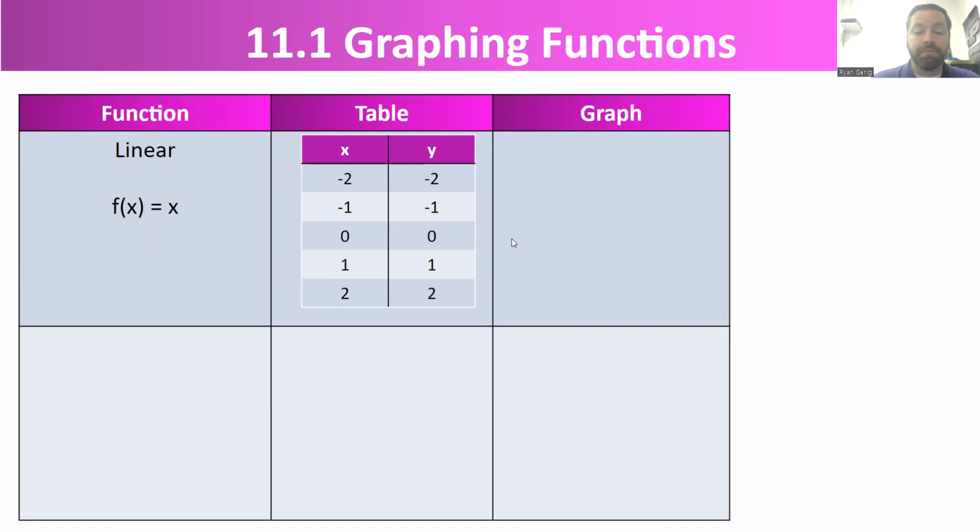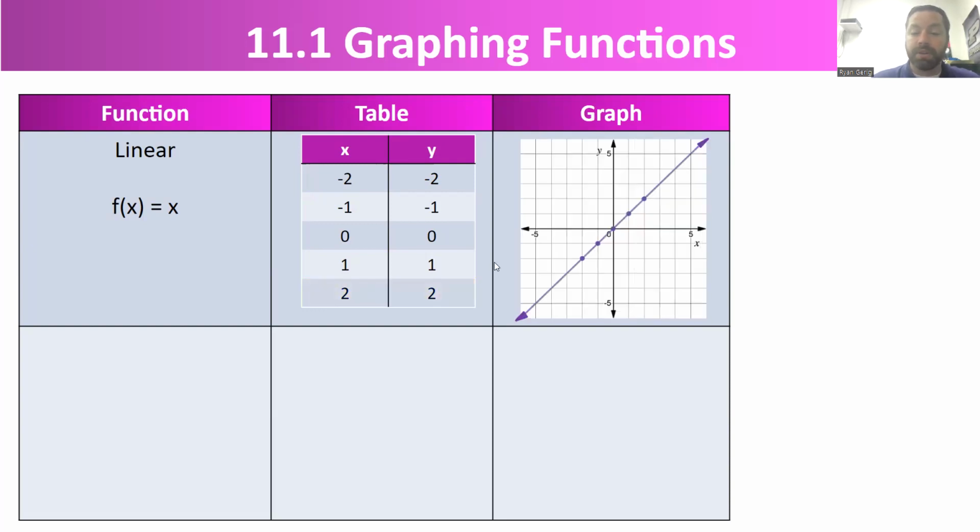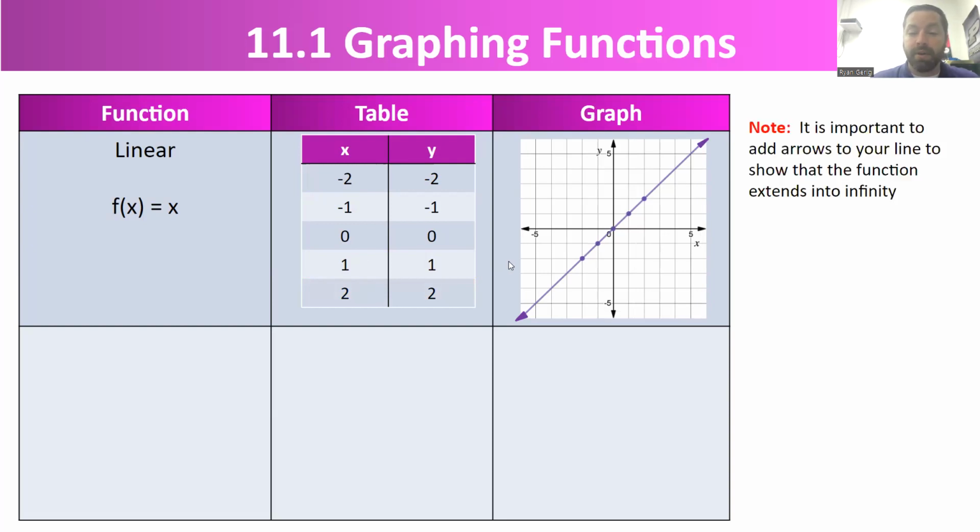Now we're going to take those points and put them on a graph. So -2, -2, you can see it plotted right there. -1, -1, 0, 0, it's right in the middle, 1, 1, and 2, 2. And what do you see? You have a discrete graph right now, but this is not a discrete graph. This is actually a continuous graph because I could choose x values that are between 0 and 1 or between 1 and 2, and I could get a y value. So I want to draw a line between those dots and make sure you put an arrow.